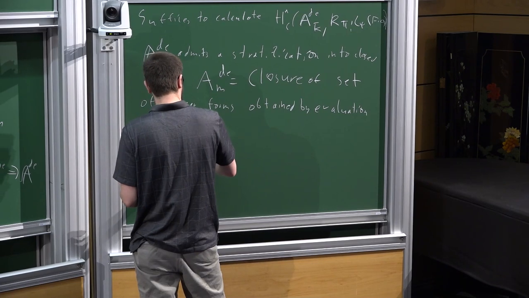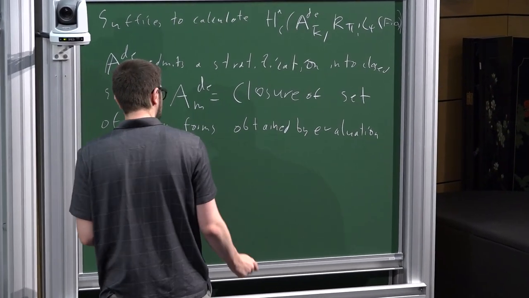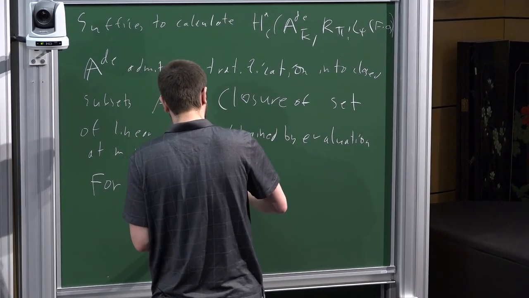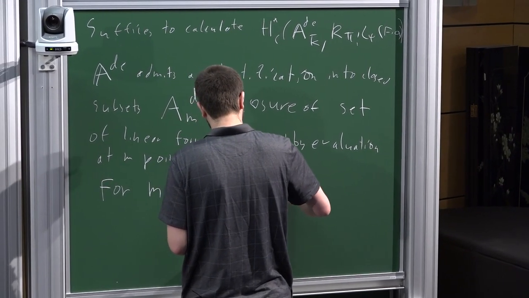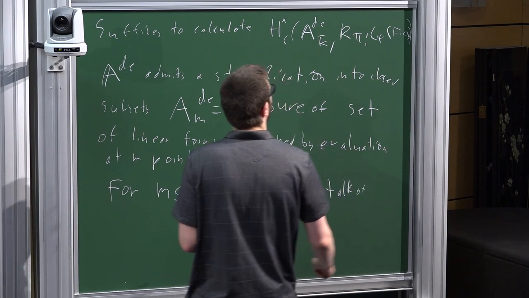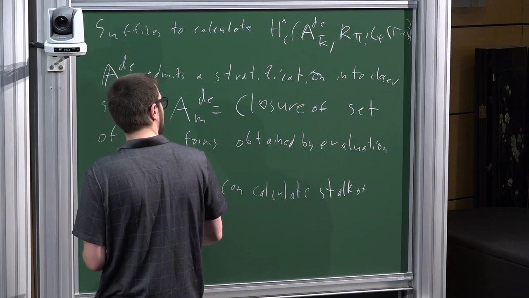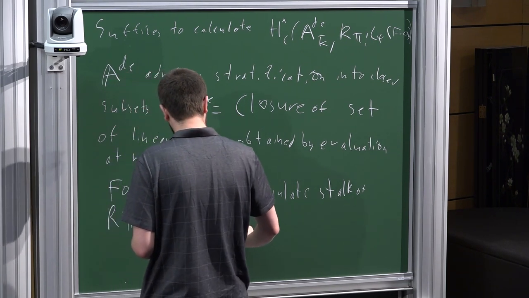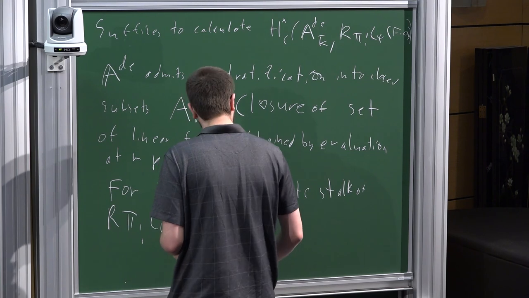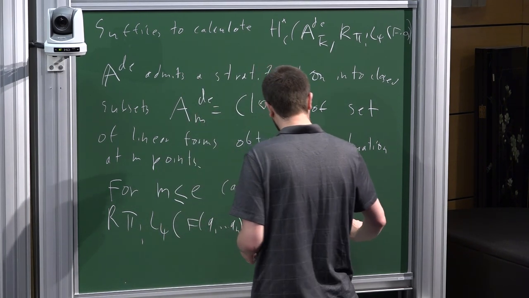For m less than or equal to e, we can calculate the stalk of R pi star alpha c of f of g1 through g on a DEM explicitly.